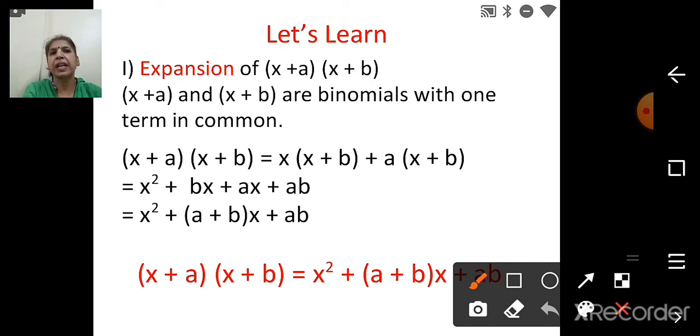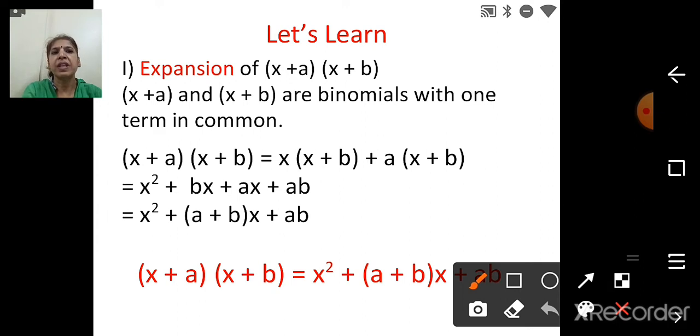In the first bracket x plus a, two terms are there, so this is a binomial. Second bracket x plus b, two terms are there, so they are binomials. So x plus a and x plus b are binomials having two terms. Observe properly, children. What do you find here? One term in common. Which is that common term? x. We are multiplying x plus a with x plus b. So observe properly, you have one term in common.